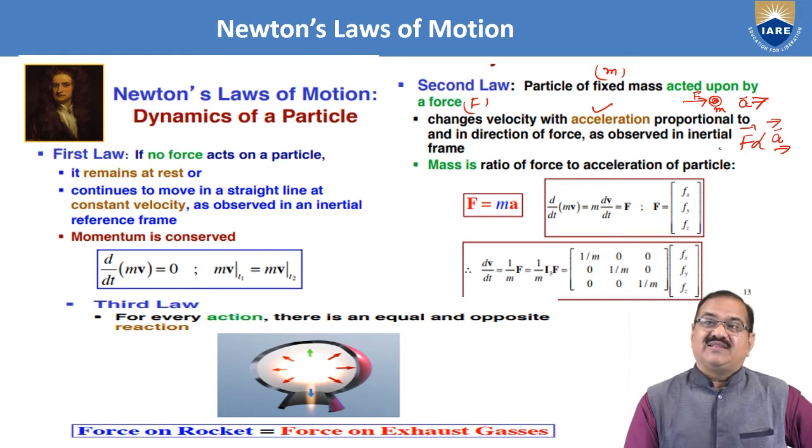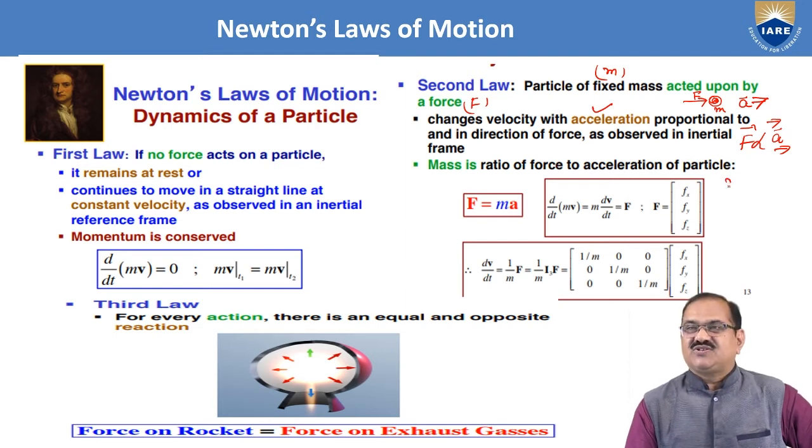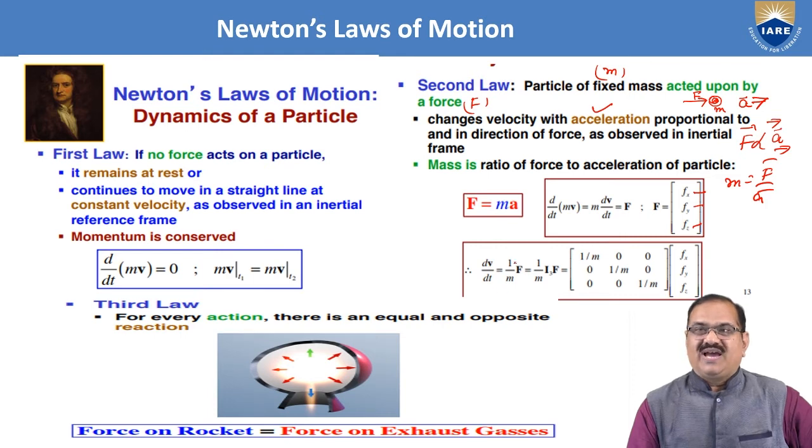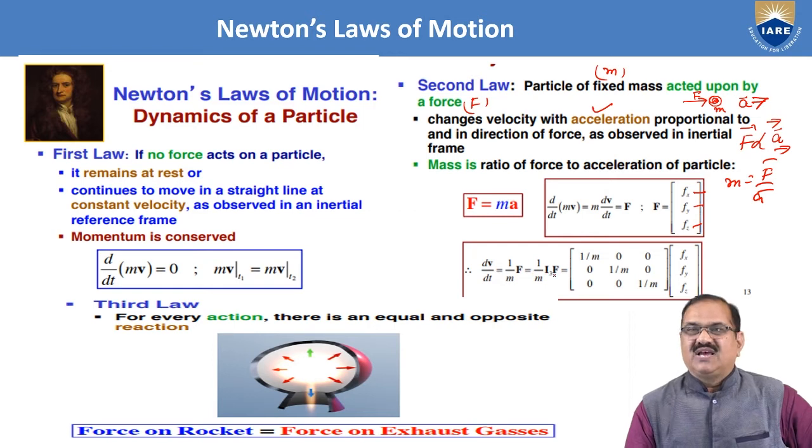And we can also define the mass. Mass is the ratio of force to acceleration. So m is equal to F by a. So F is equal to ma, or d by dt of mv is equal to m dv by dt is equal to F. So here F is equal to Fx, Fy and Fz. In all the three axes we have to take. Or dv by dt, this is acceleration, is equal to 1 by m F, where F is Fx, Fy and Fz.